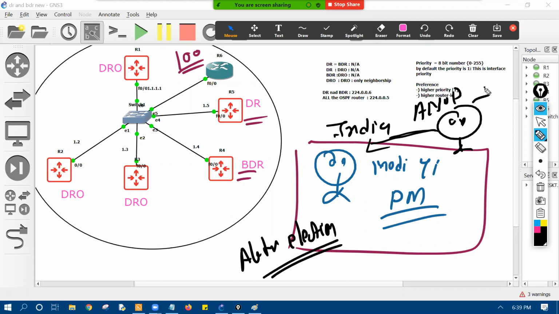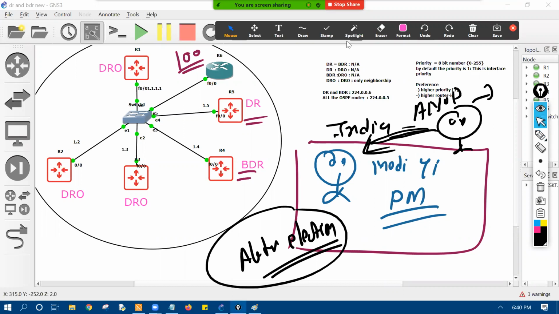Doesn't matter if they have good knowledge, ultimate knowledge. But is it possible that after the election, Anup will become the Prime Minister of this country? No, sir. Not possible.